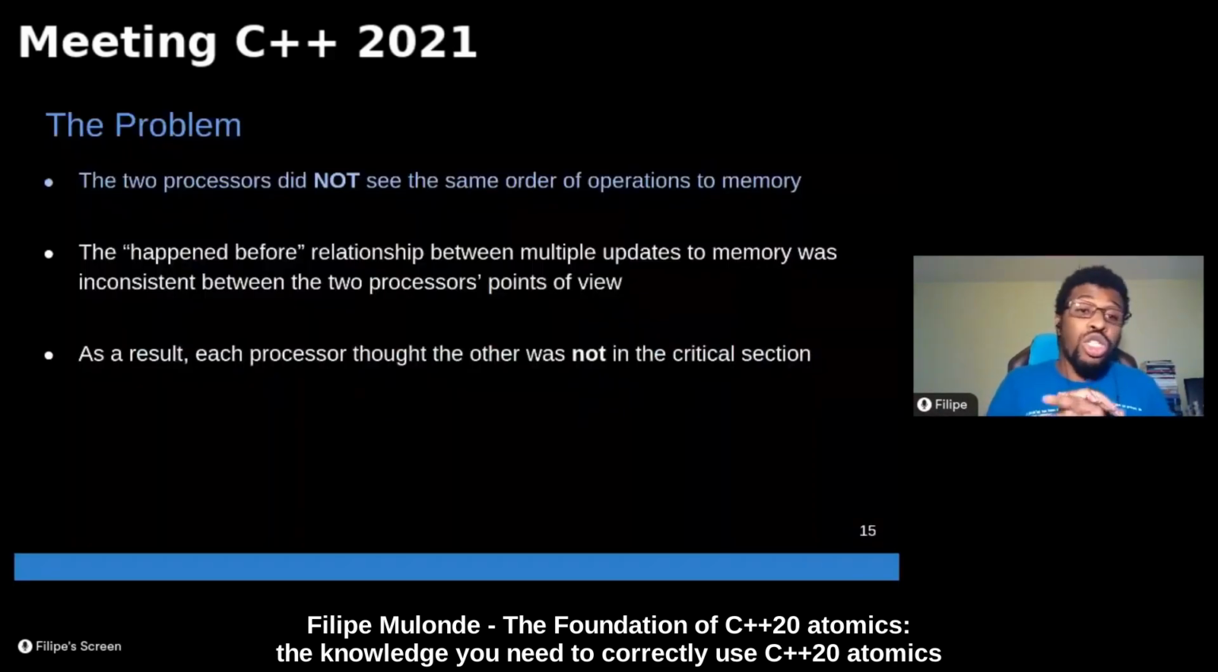The problem: 2 processors did not see the same order of operations to memory, and the happens-before relationship between multiple updates to memory was inconsistent between the 2 processors' points of view. As a result, each processor thought the other was not in the critical section.